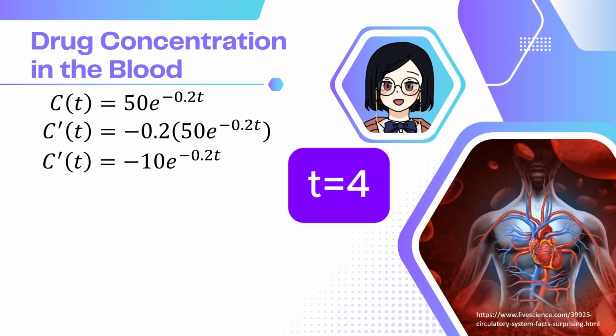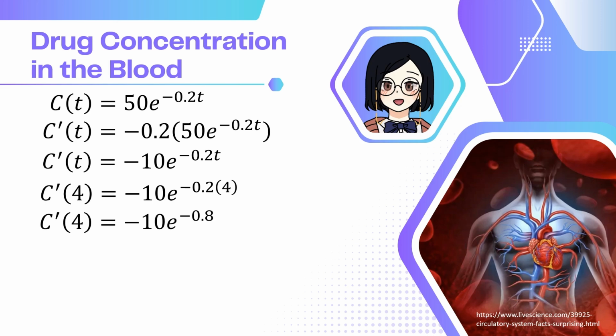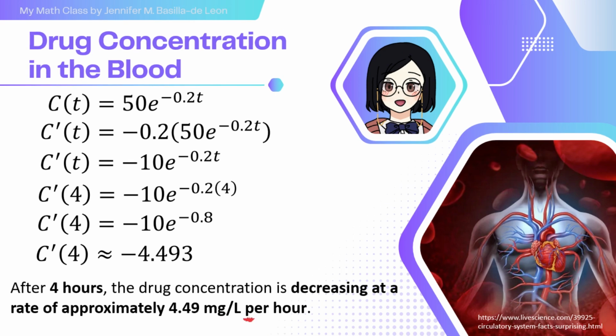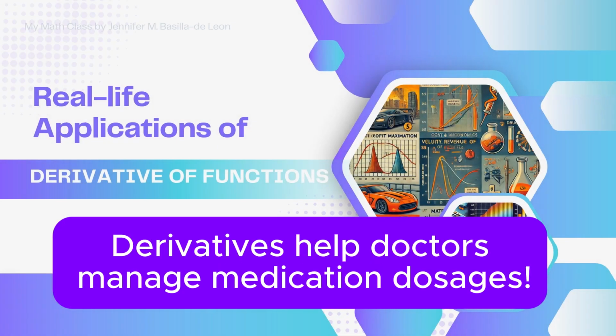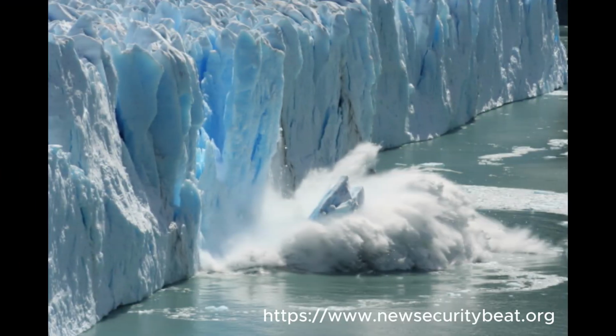Substituting t = 4 into the function, we get -10e^(-0.8). Using a calculator, we find that the drug concentration is decreasing at approximately 4.49 milligrams per liter per hour after 4 hours. Doctors use this information to determine the right dosage intervals, ensuring that the drug remains effective without overdosing the patient.